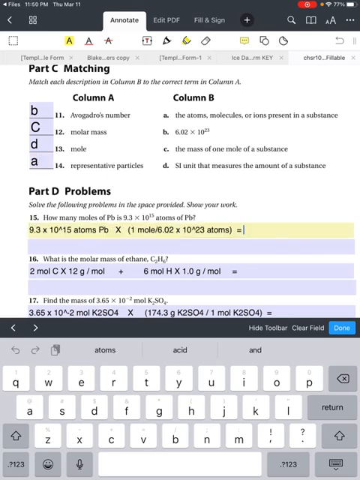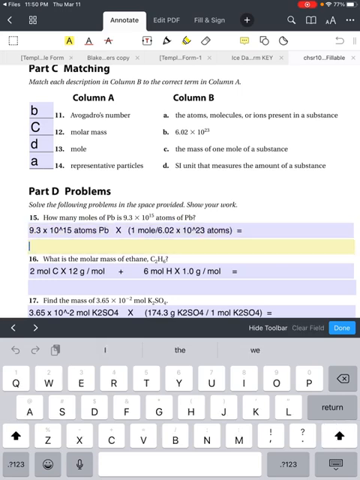You have 9.3 times 10 to the 15th atoms. You write down what you know, and then you use your conversion factor because they are asking you to convert it to moles. So we put moles on top, and 1 mole is 6.02 times 10 to the 23rd atoms. And if you do the math, that means you're dividing 9.3 times 10 to the 15th by 6.02 times 10 to the 23rd.